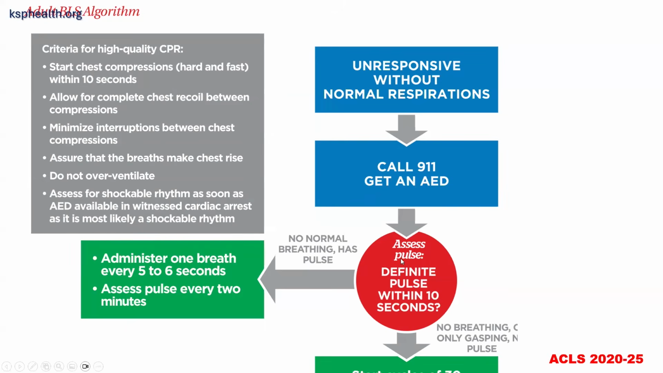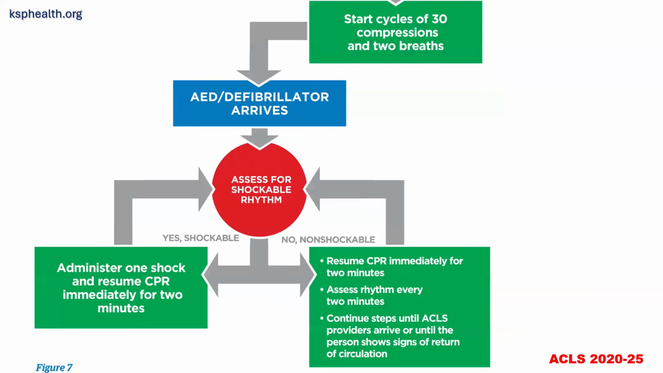Definite pulse within 10 seconds. No normal breathing, but has a pulse: administer one breath every 5 to 6 seconds. Assess pulse every 2 minutes. If there is no pulse, no breathing, start 30 compressions and 2 breaths.